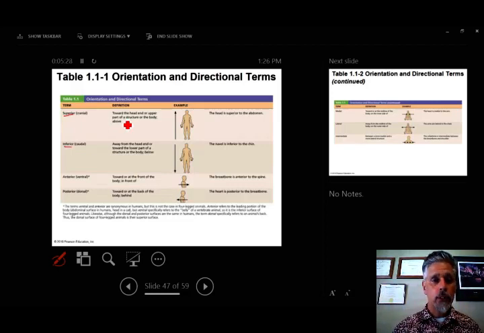Now, you'll notice that sometimes we have terms in parentheses as well. So these are terms that you can use that can be exchanged for the other term, right? They're synonyms, basically. So cranial is also used for superior because it's up towards the head.